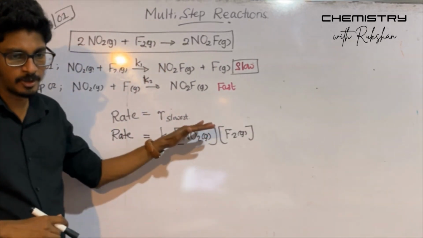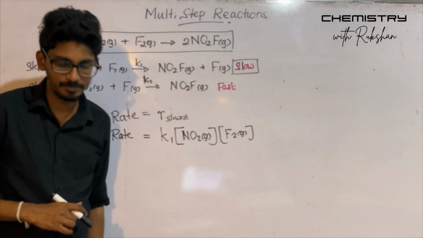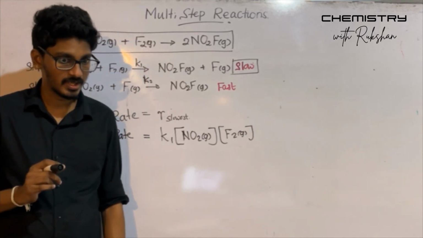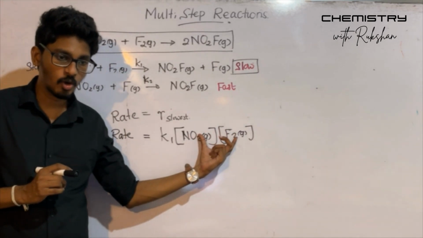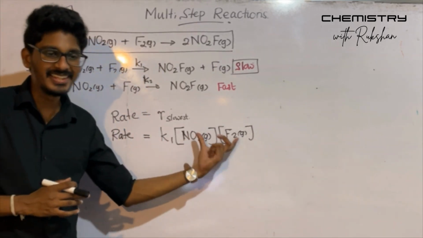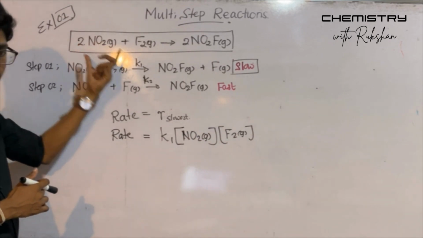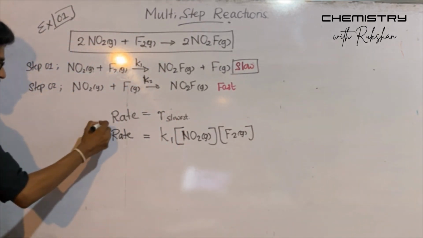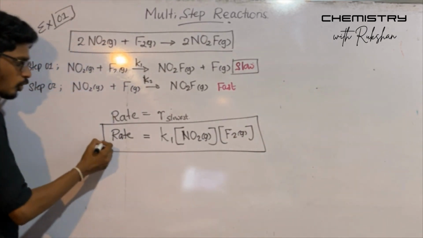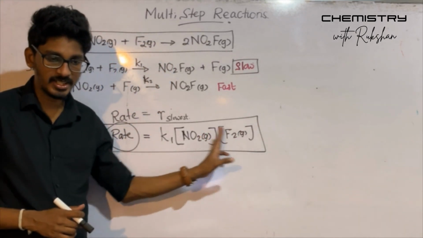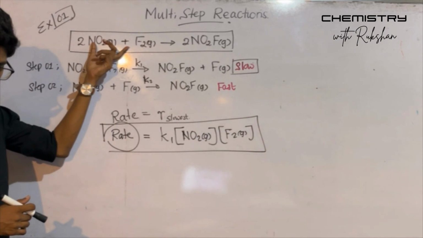Right? After coming to this step, you have to look whether any intermediates or catalysts are appearing here. Or you have to check whether only the reactants of the overall reaction appear here. Because remember, for the rate of the overall reaction, we can only write the concentrations of the reactants of the overall reaction.